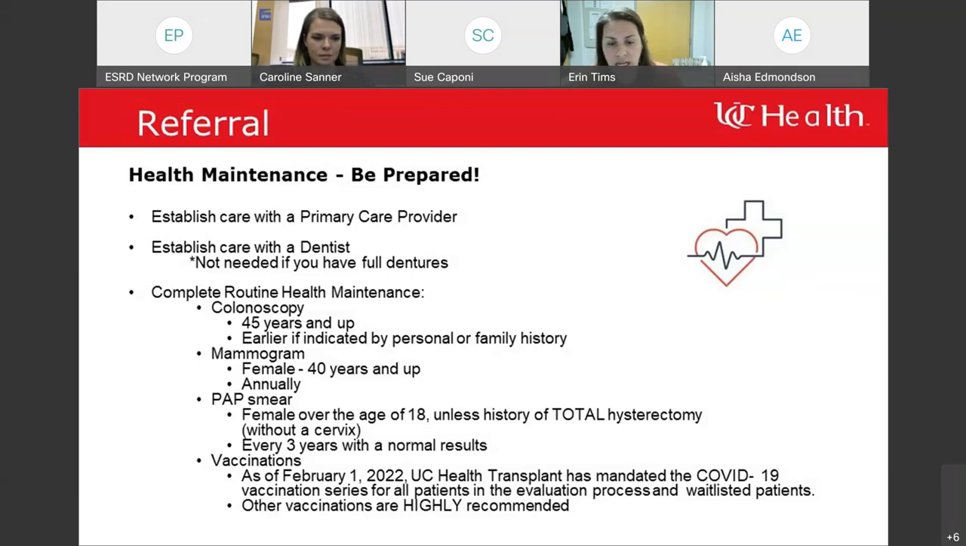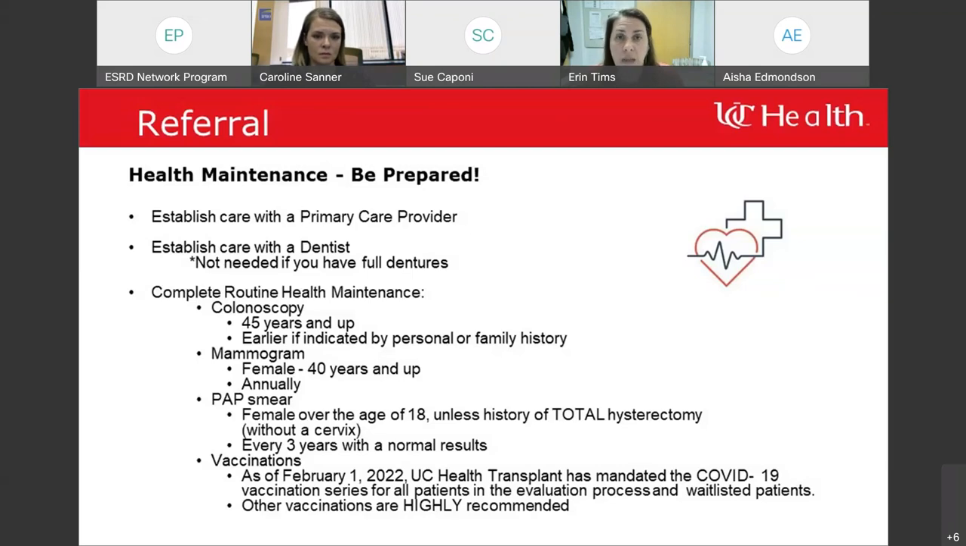So these two things, getting established with a primary care, getting the appointment to begin with, seeing them, and the same thing with the dentist, are really important. And these are things that, honestly, in the scheme of things, if we're advocating for the patient and their health, these are things that we need to do. And I know we've all heard this, but I think it's a good thing to go over.